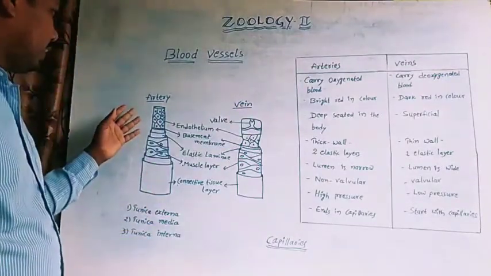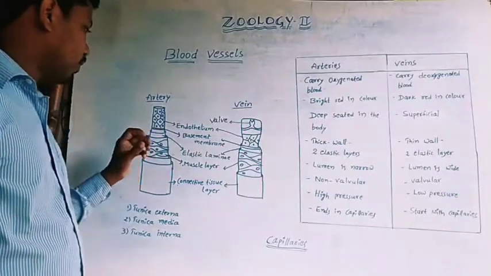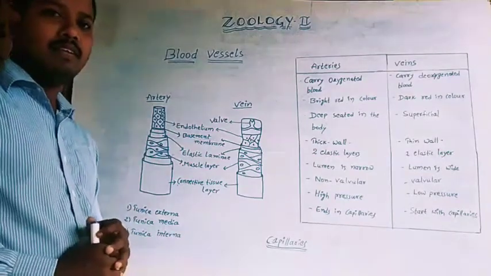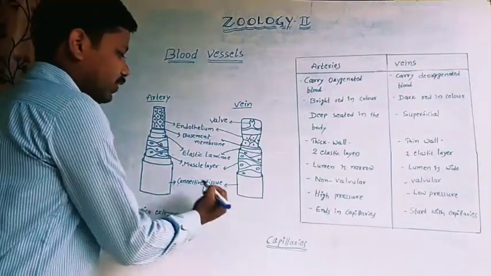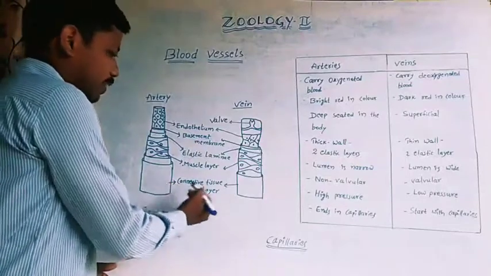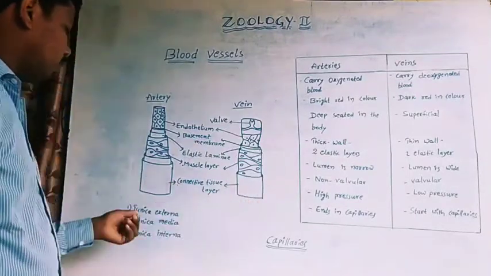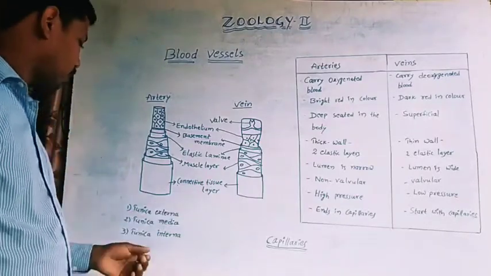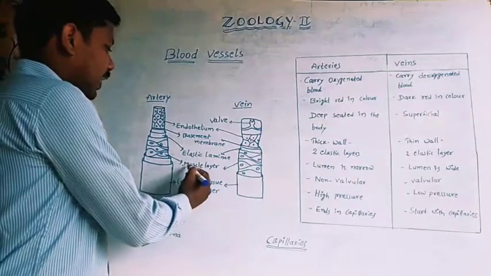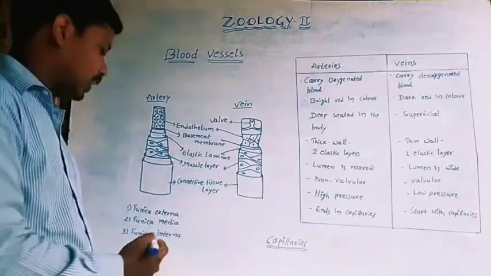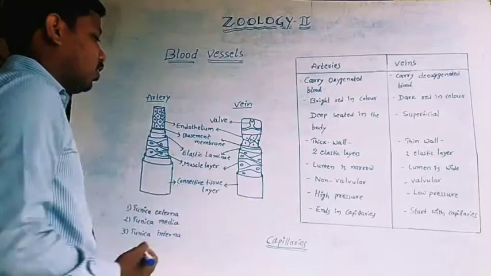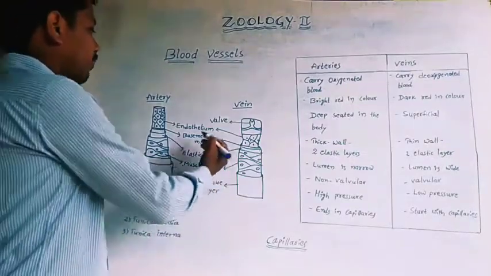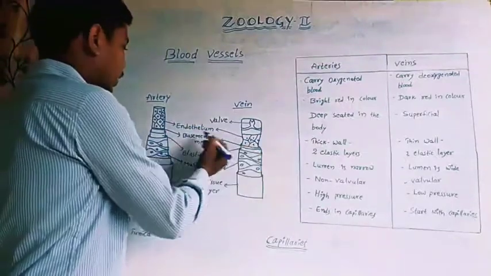So we can observe these diagrams. Here tunica externa consists of connective tissues. So this is the connective tissue, this is the connective tissue. Tunica media is made up of a muscular layer. Tunica interna is made up of endothelium. So this is the endothelium.